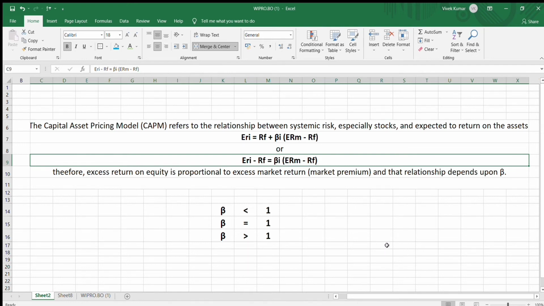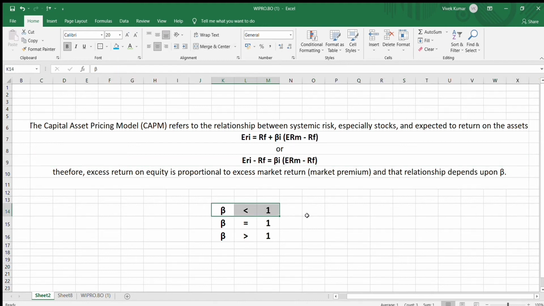Here I am trying to explain the beta value with respect to 1. If beta is less than 1, that means the stock is less volatile as compared to the market. If it is equal to 1, that means it behaves exactly the same as the market, while if beta is greater than 1, it means the stock is highly volatile.